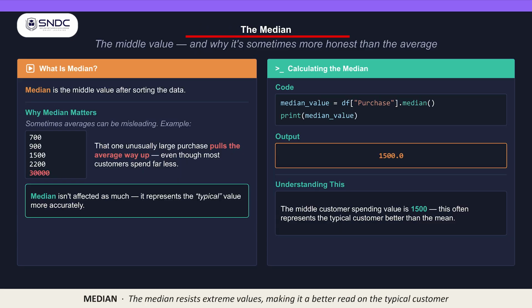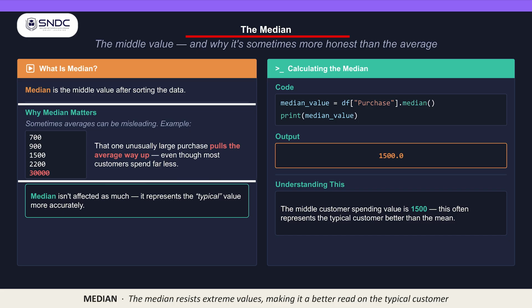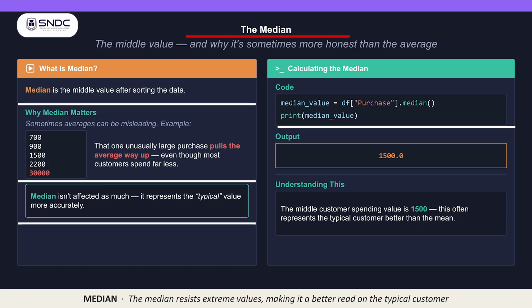Next comes the median. The median is the middle value after sorting the data from smallest to largest. Why is this important? Because averages can sometimes be misleading. Imagine one customer spends $30,000, while everyone else spends around $1,000. That one unusually large purchase increases the average significantly. The median isn't affected as much by these extreme values. In our example, the median purchase amount is $1,500. This often represents the typical customer more accurately than the average.